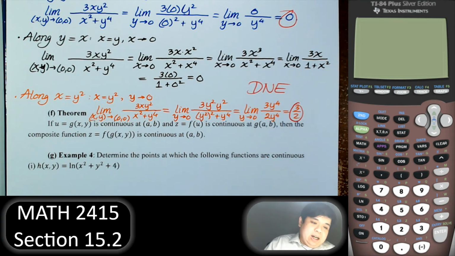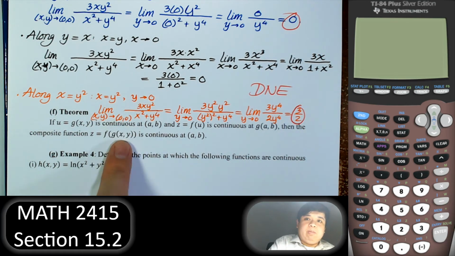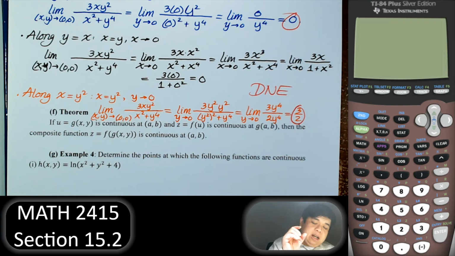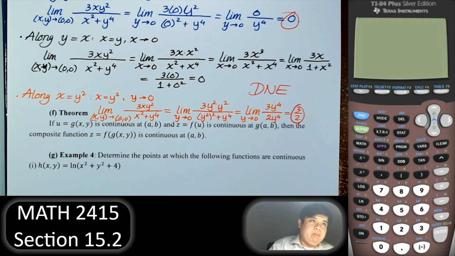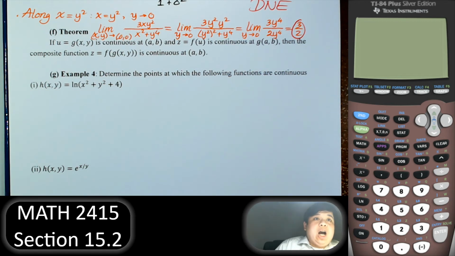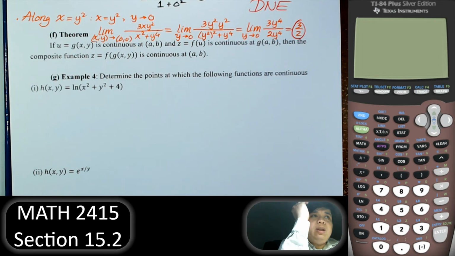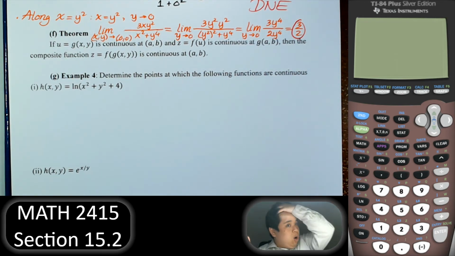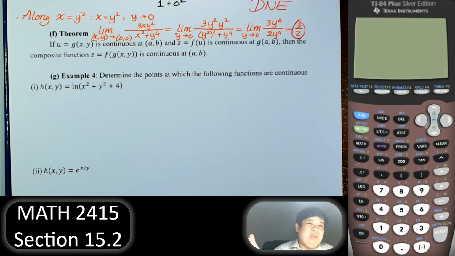Now the theorem, this is just like the calculus of one variable. If it is continuous, the computation will also be continuous, so this is no big deal here. Next, determine at which points the function is continuous. There's a theorem in calculus 1 that says that if the function is defined, it will be continuous. So we don't even need to find the limit here. We just need to show that the function is defined.